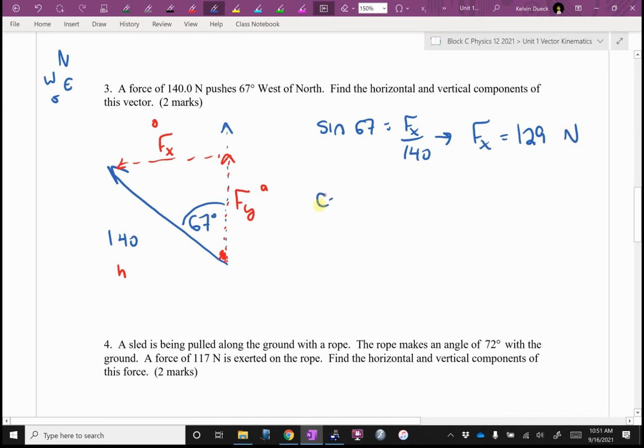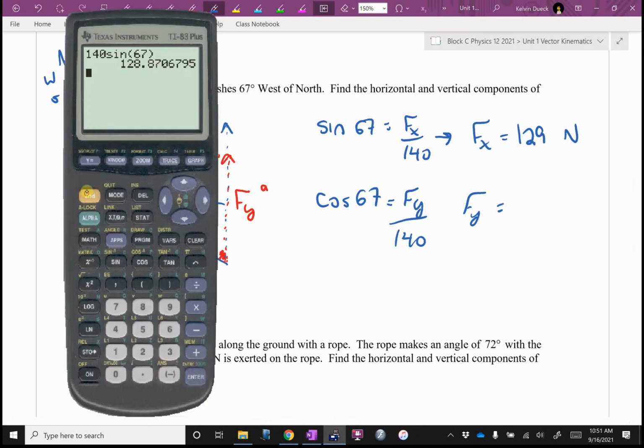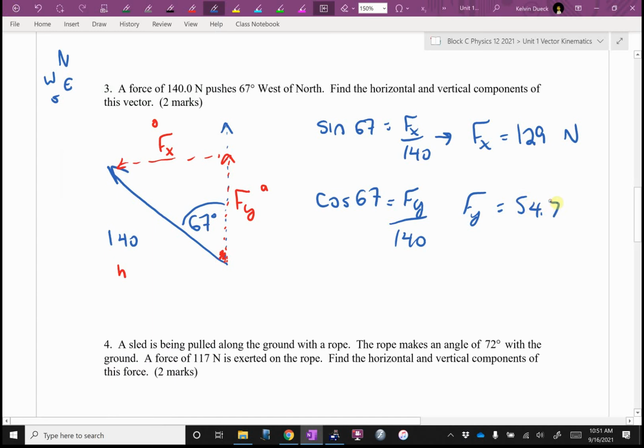And cos of 67 is going to be Fy over 140. Fy ends up being 54.7. How many marks is this worth? I think 1 mark for each of them. 1 mark for that. 1 mark for that.